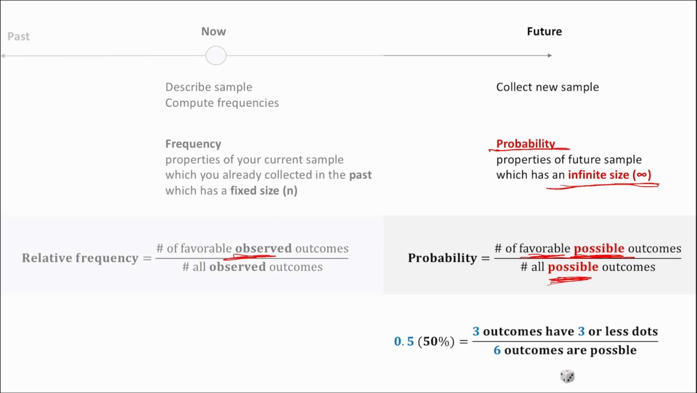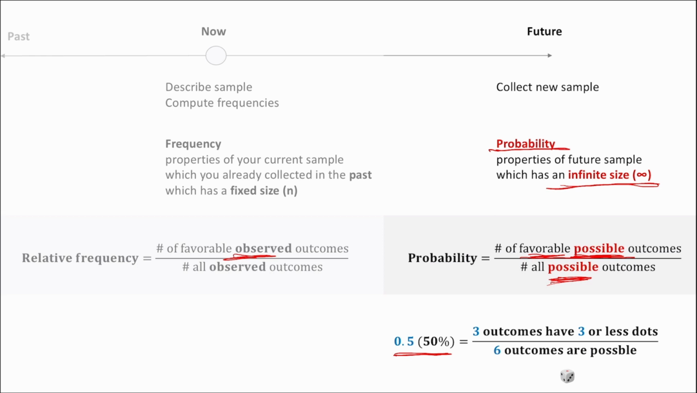Okay. So in this case, you know that if you roll a die and if every outcome is equally possible, then we will have 3 outcomes that have 3 or less dots, and 6 outcomes are possible in total. So the probability of having 3 dots or less is 50%. So the observed frequency was 60%, but the probability, the theoretical expected value, if we roll this die not 10 times, but 10 billion times, then it will be 50%.